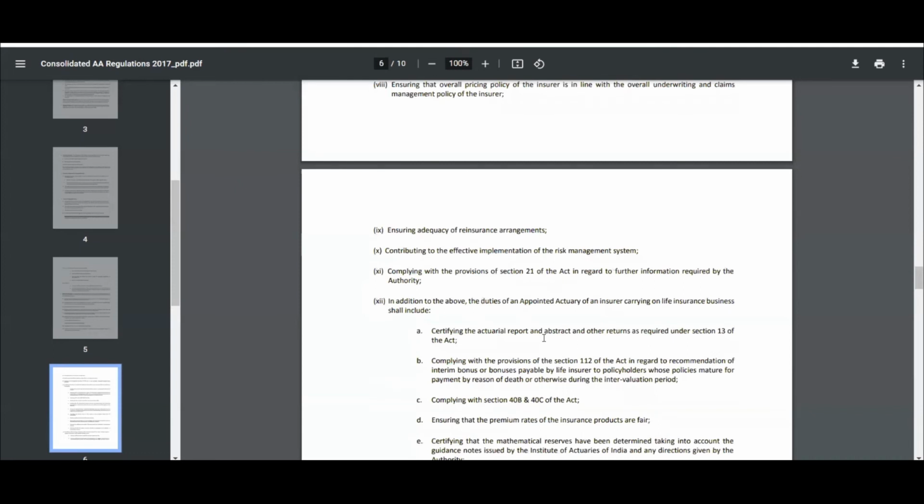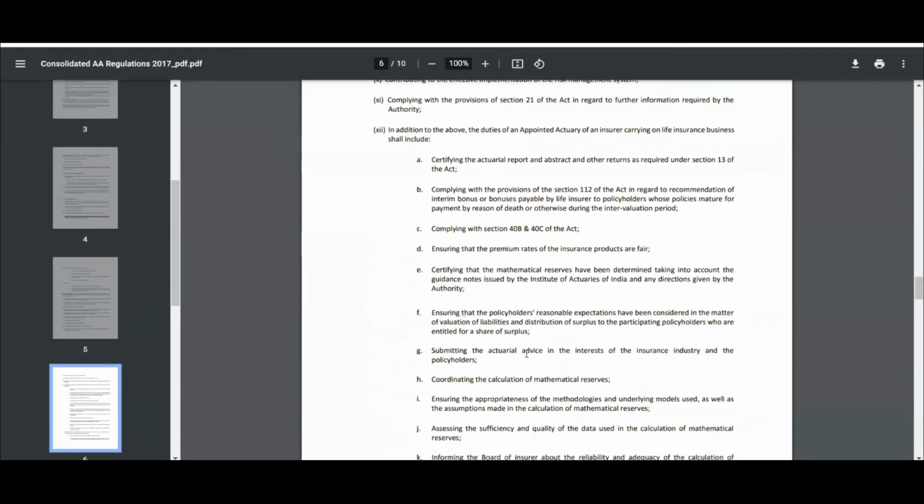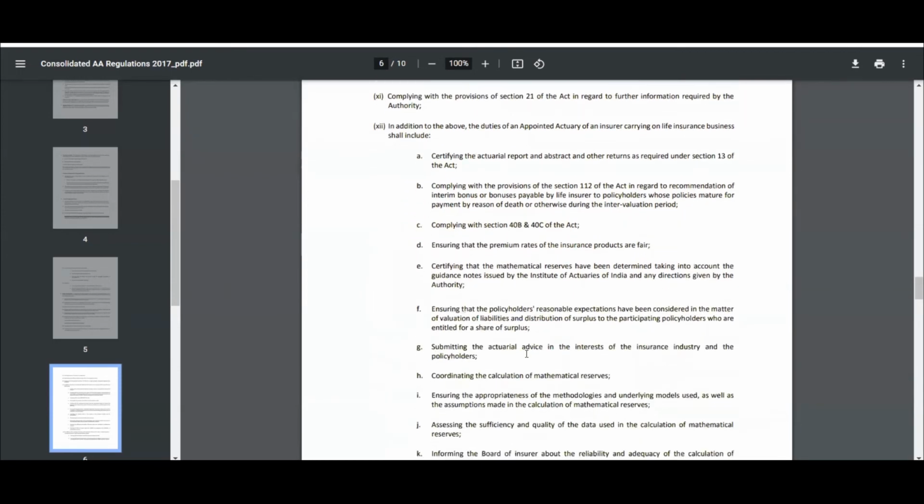This is the point that has been covered there, right? Then effective implementation of risk management, effective implementation of the reinsurance arrangement. And now in addition to these responsibilities, herein comes the interesting part, where the appointed actuary has to work on the reserve.